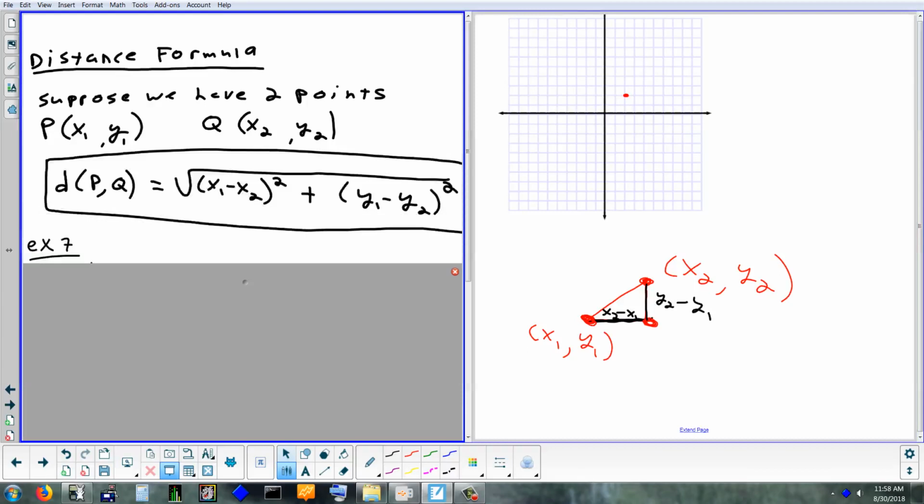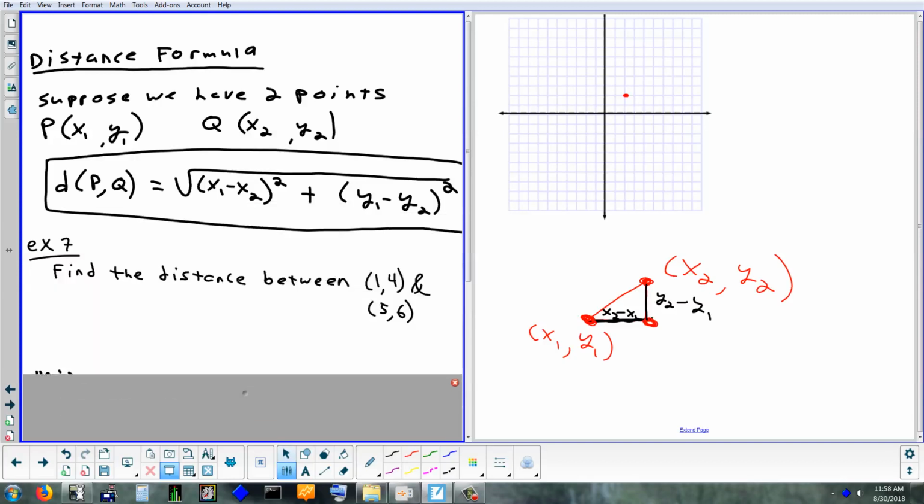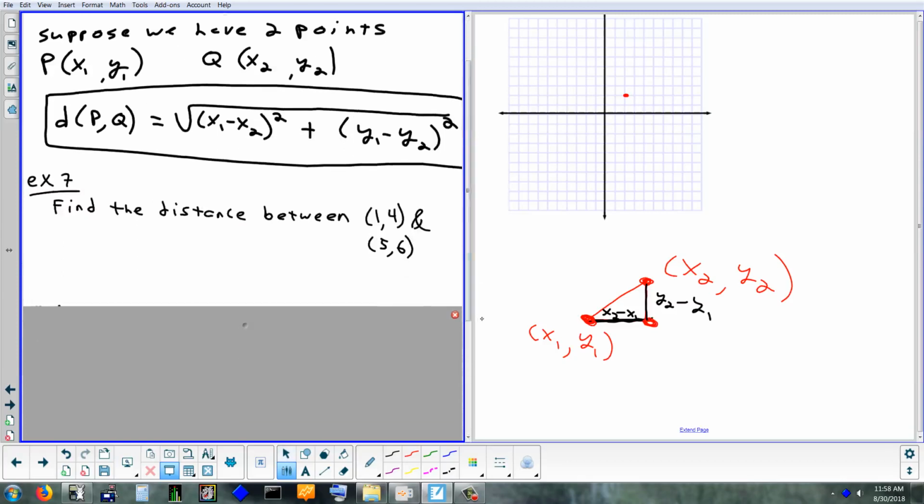Whether you do x2 minus x1 or x1 minus x2, it doesn't matter because you're squaring it. So length of the bottom squared plus the other leg squared, add them up and take the square root. That's just your Pythagorean theorem. To find the distance, it doesn't really matter which one is x1 and which one is x2, or which one is y1 and y2. Just be consistent when you set it up.